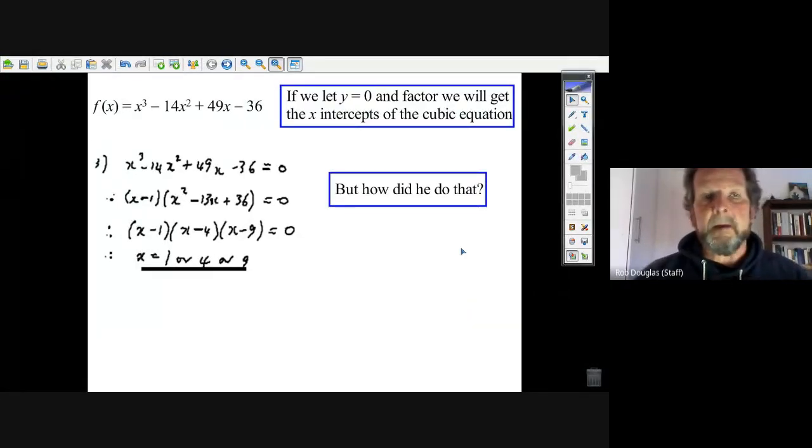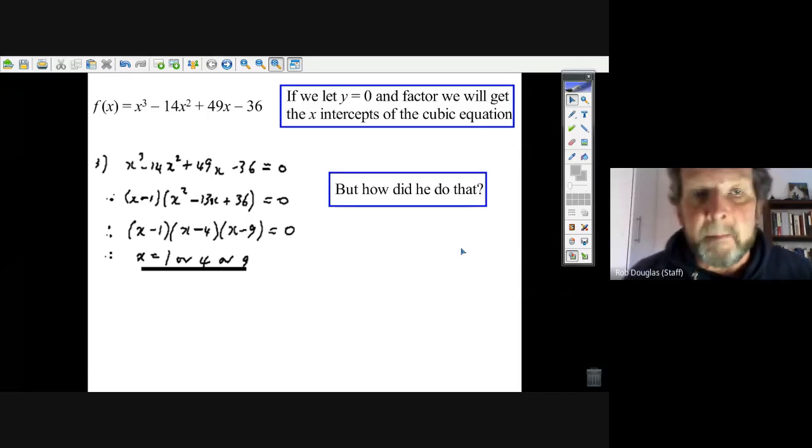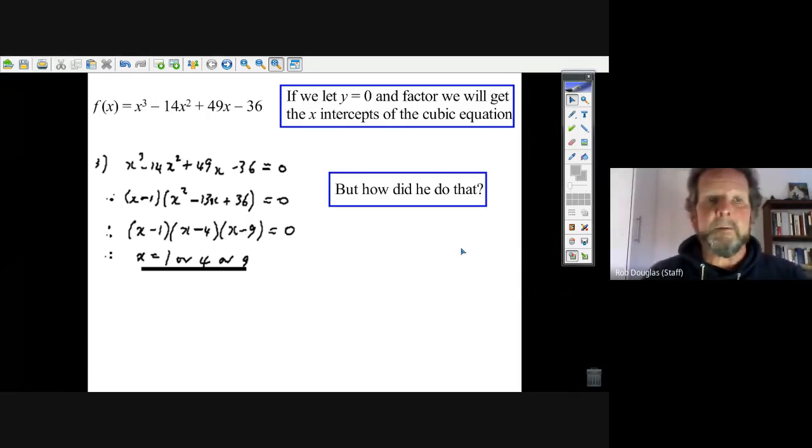Okay, today we're going to look at the factor theorem and how to factor a cubic equation so you can find those x-intercepts. Maybe you remember there's a question in the notes where Mr. Autry's got a cubic equation like this. It's x cubed minus 14x squared plus 49x minus 36. Well, if you want to find the x-intercepts of any function, you let y equal 0. So he did that. He let y equal 0.